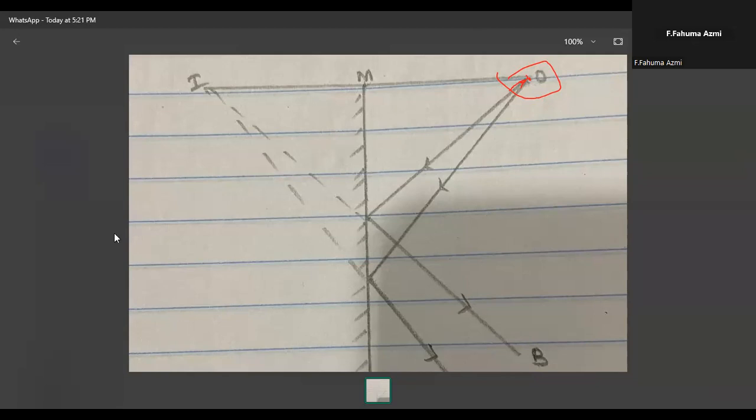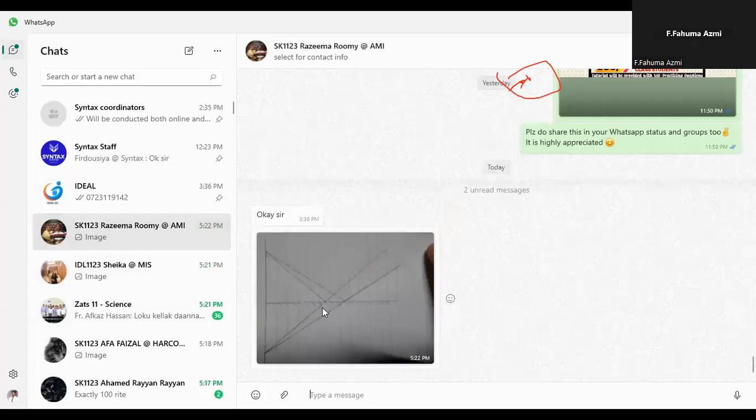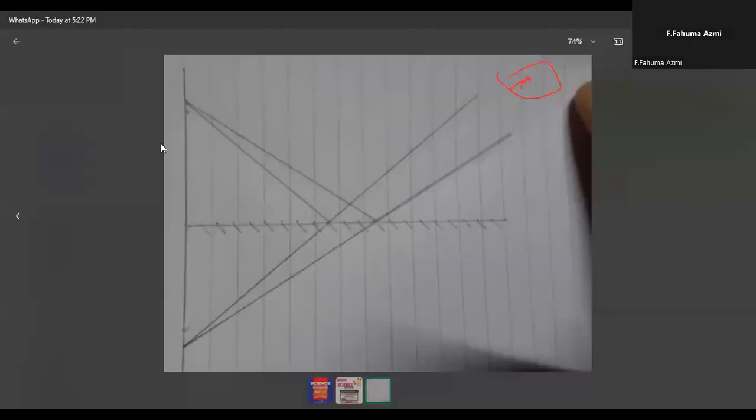Razima, arrowheads are missing. Mark the arrowheads, and the virtual line should be imaginary, so it should be drawn as dotted lines. These two lines, these areas, should be imaginary lines, dotted lines you have to draw. Others are fine.